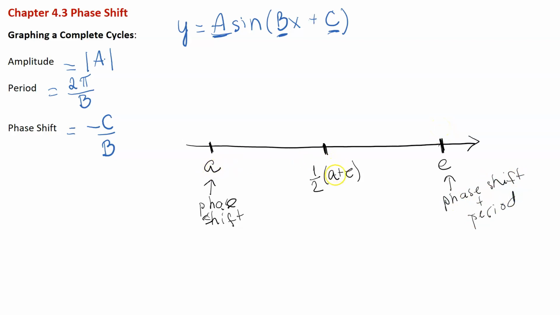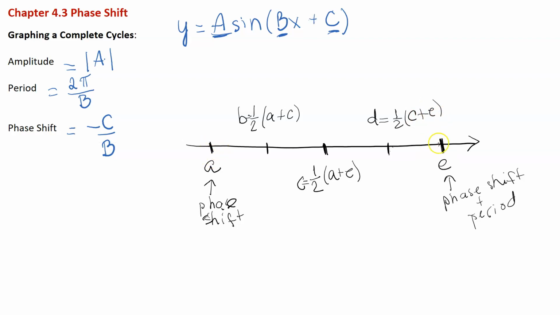Between A and point C, we will have a midpoint as well, which is equal to 1/2 of A plus C. Let's name it point B. In between point C and E, we will have another point. Let's name it point D, which is midway between point C and point E.